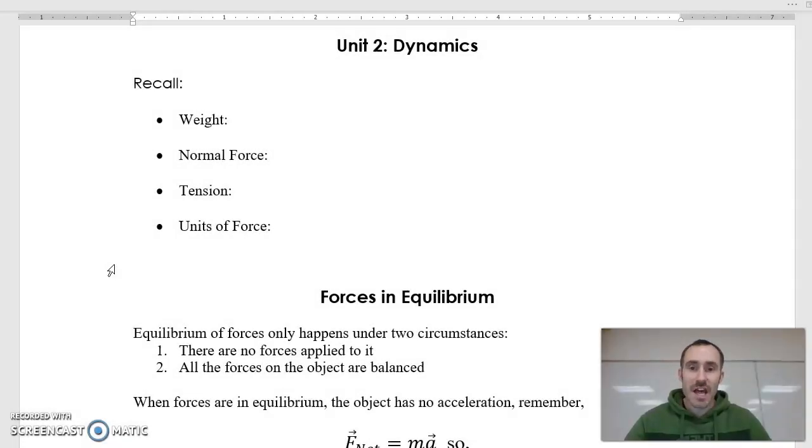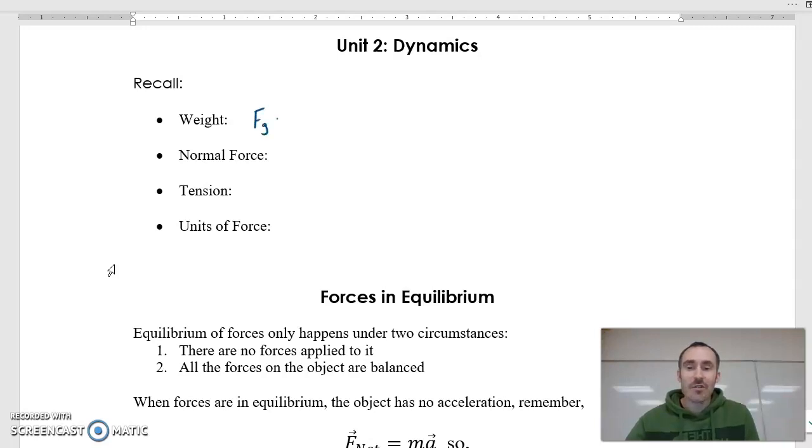We're going to start dynamics by looking at some things that we looked at in grade 11 already, just we're going to apply our vector components' new model of thinking to those things. So first of all, we need to remember that weight, when we say the word weight, we're actually referring to the force of gravity.